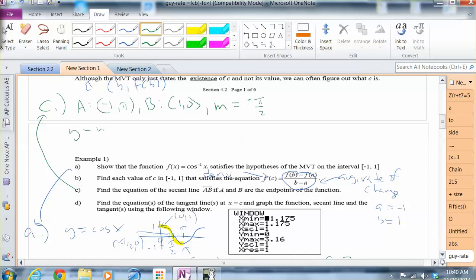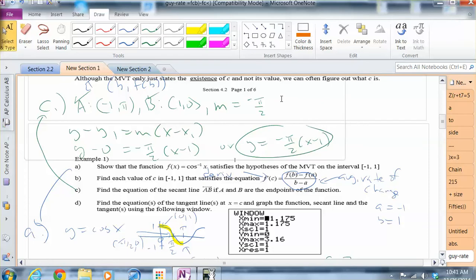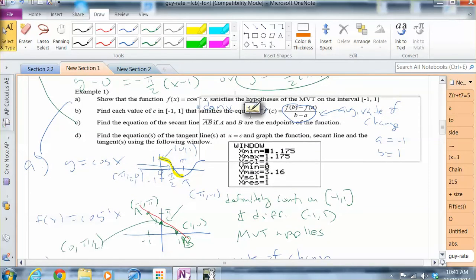So y minus y1 equals m times x minus x1. That's what we use to find the equation of a line. And you can use either one of these 2 points, either A or B. Doesn't matter. If I use, say, point B, you have y minus 0 equals negative pi over 2 times x minus 1, or y equals negative pi over 2 times x minus 1. So that would be the equation of the secant line, which makes sense.